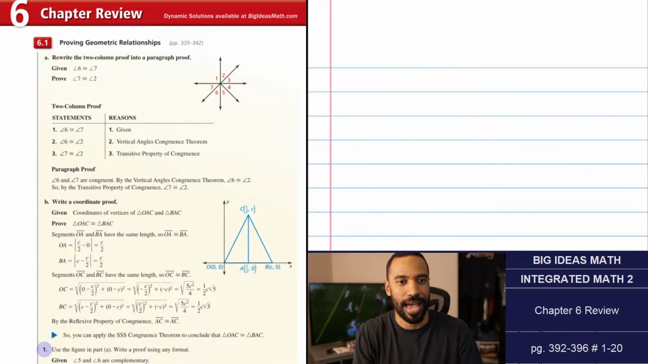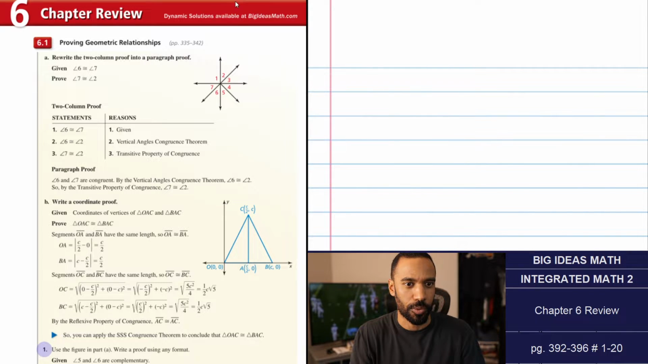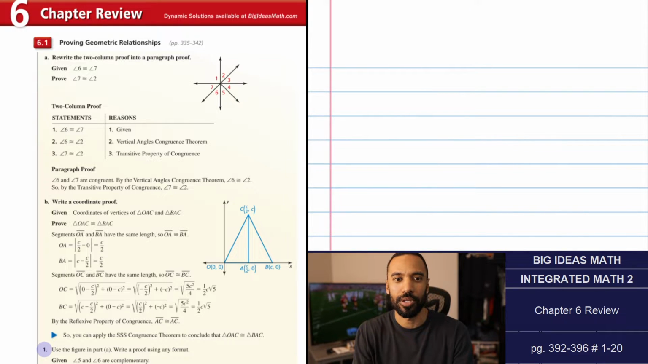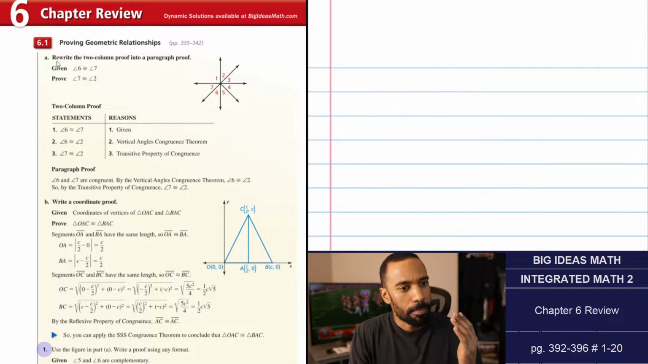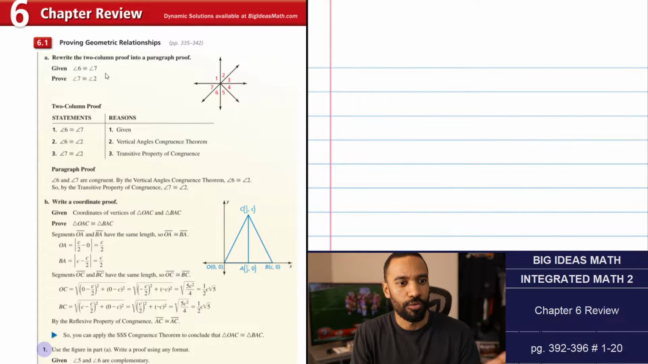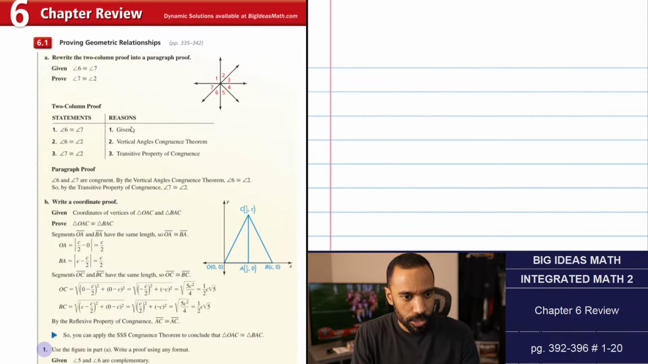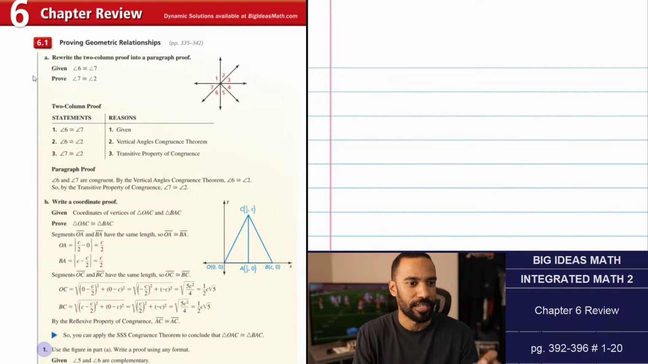Let's start and look at section 6.1, proving geometric relationships. This is literally involving proofs. Okay, so that's what we are covering here. Now, when you look at the stuff that they have highlighted here, part A, rewrite the 2-column proof into a paragraph proof. I don't know if that's what we're going to be asked to do. I haven't looked at our problem set ourselves. They show you a 2-column proof. We'll talk about what it looks like and how the paragraph proof is a version of that.